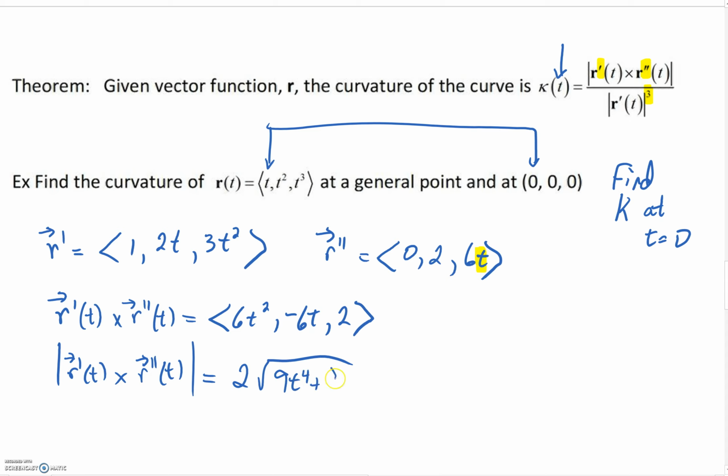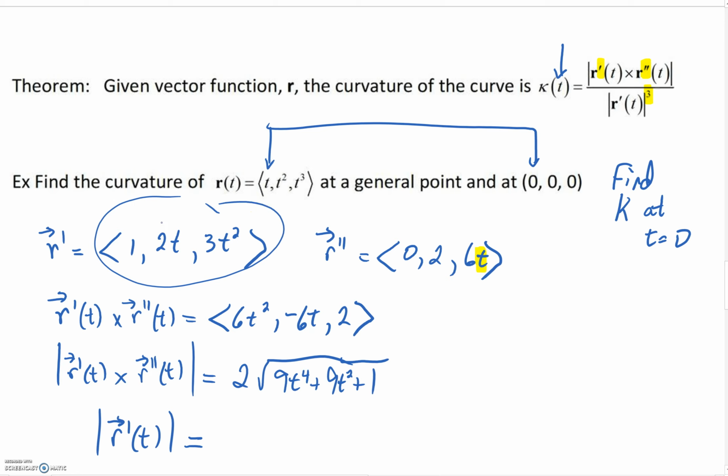This reduces it quickly for you too, so you could get the length of r prime crossed with r double prime. While you're at it, then you can also, by hand or with the norm tool, find the length of r prime. You can see if we square those, we get 1 plus 4t squared plus 9t to the 4th, and we'd have the square root of all of that. I'm going to write that in descending order, and you have this.